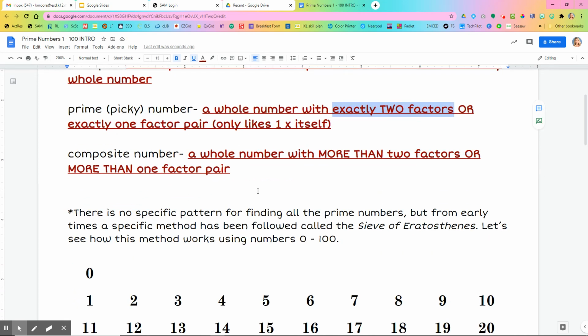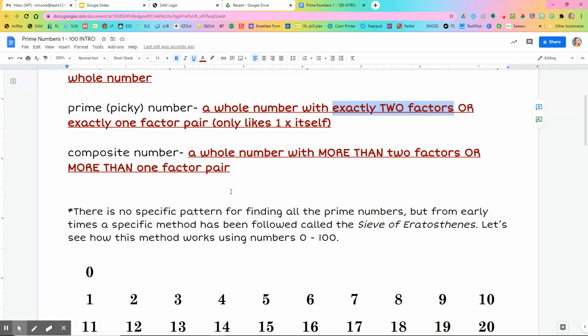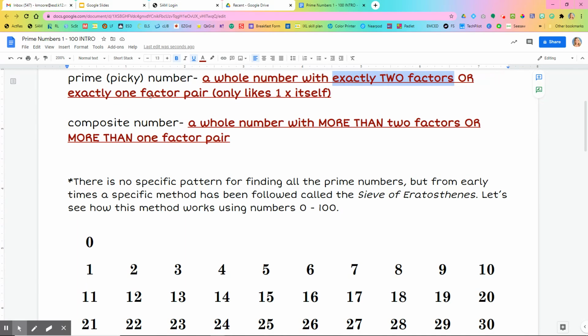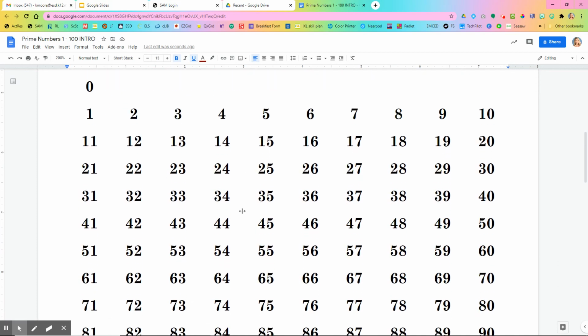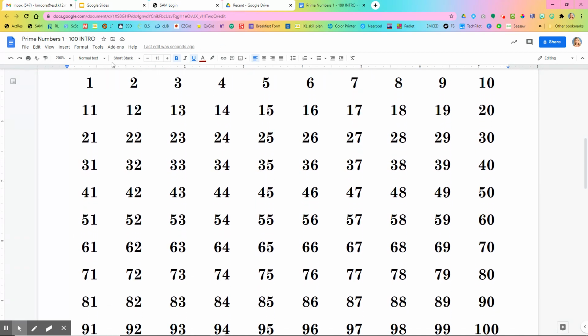Now, a composite number is all the other numbers. They are numbers that have more than 2 factors or more than 1 factor pair. So in learning about these prime and composite numbers, we are going to look at this chart right here.